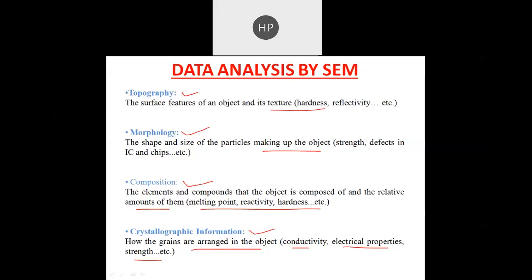Okay, so this is enough for SEM analysis, and when we meet next time, we will see some other data analysis tool.